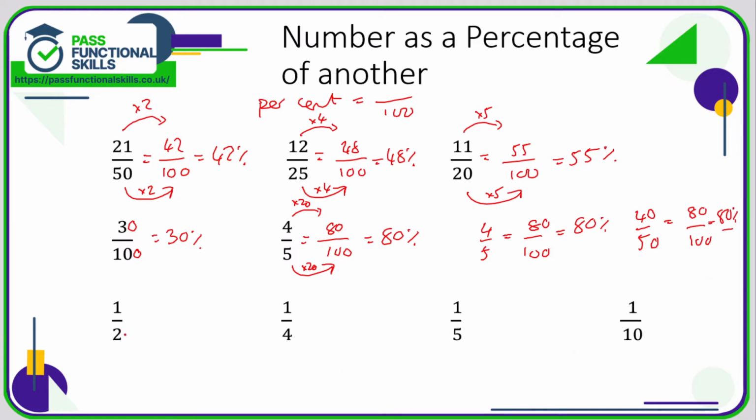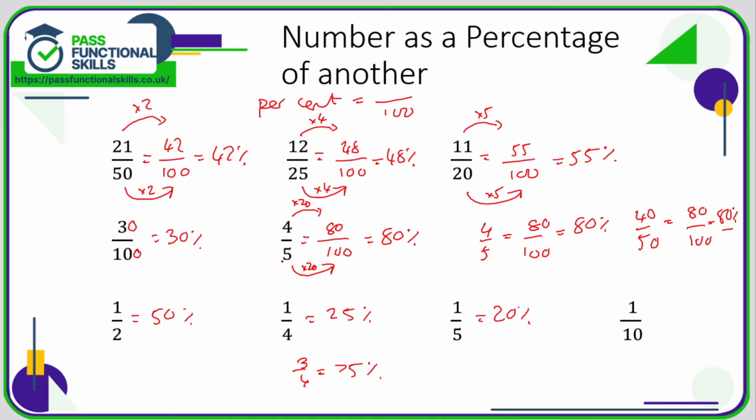Here are some values that you should simply memorize. 1/2, 50%, you probably know that already. 1/4 is 25%. Also worth knowing that 3/4 is 75%. We don't need 2/4 because 2/4 is the same as 1/2. 1/5, a lot easier if you just remember that 1/5 is 20%.